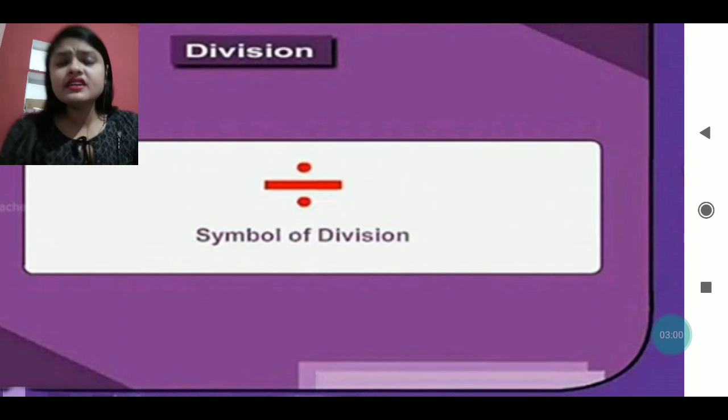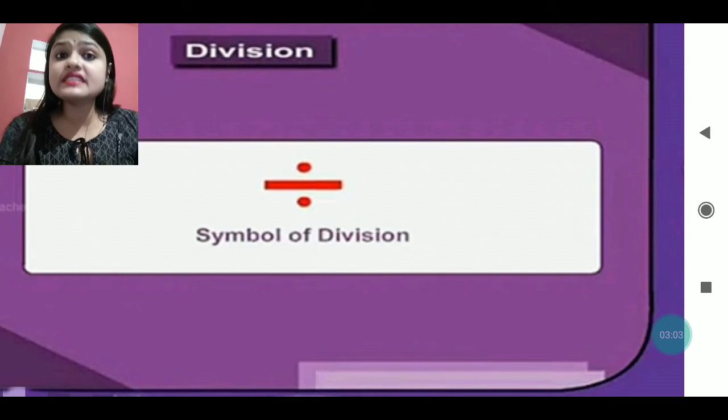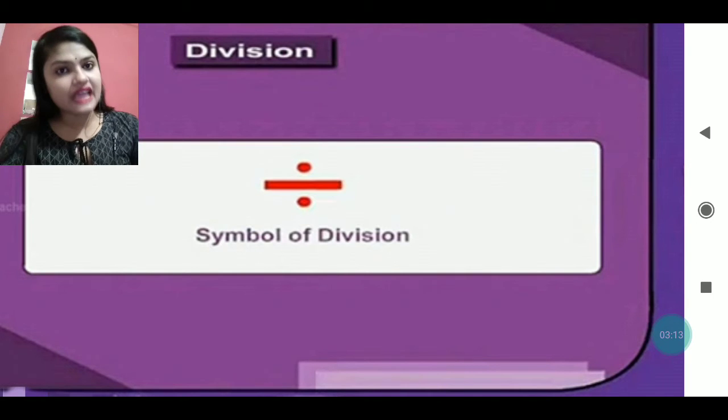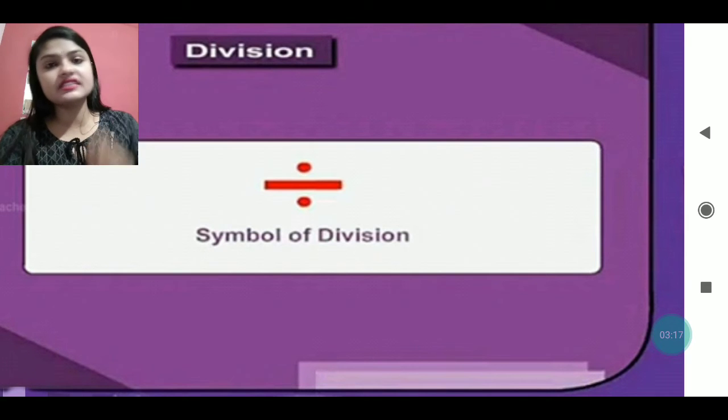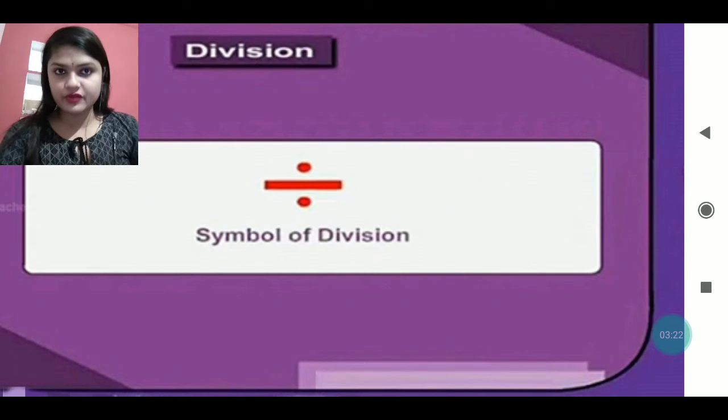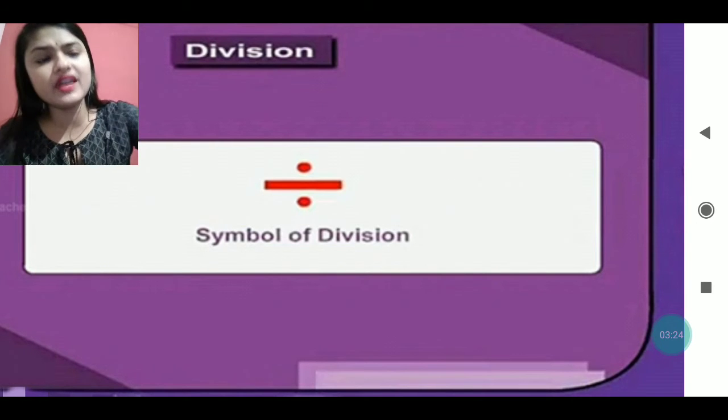Just see more. What is written here? It is written that this is the symbol of division. The sign you can see, we put that sign for doing the division work. Okay, this is the sign: one dash and two dots in between. Don't forget to give the sign.